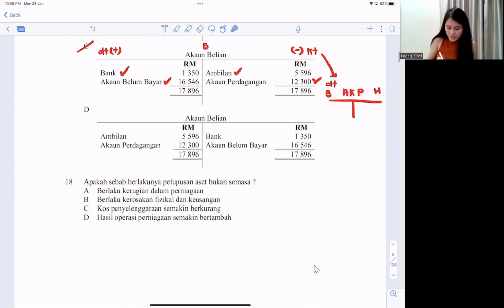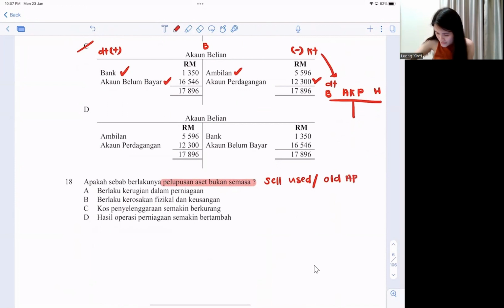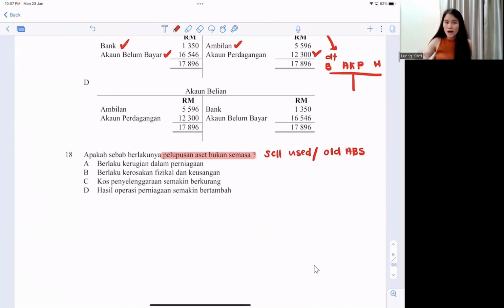Now for question 18, apakah sebab berlakunya pelupusan aset bukan semasa? Pelupusan aset bukan semasa is what? Okay, just to remind you guys again, it is when I want to sell a used or old ABS. Now, why sell? Because it's already very old or it's not worth the value anymore. So before it's like zero, I quickly sell it off and buy a new one, so I can at least get something back lah.